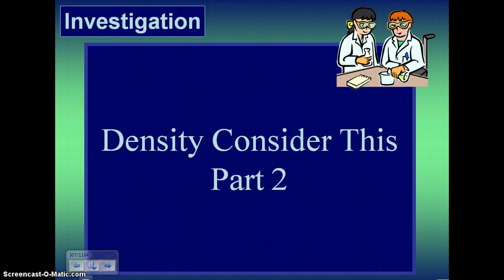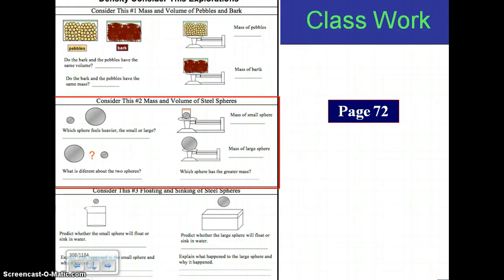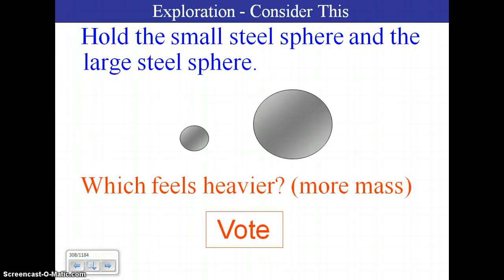Let's take a look at another real-life example. We're on the second box on page 72 where it says, consider this number 2, mass and volume of steel spheres. I want you to take the steel spheres out of the bag, and I want you to hold both of them in your hand. I want you to decide which one feels heavier, the small sphere or the large sphere. And we're going to vote.